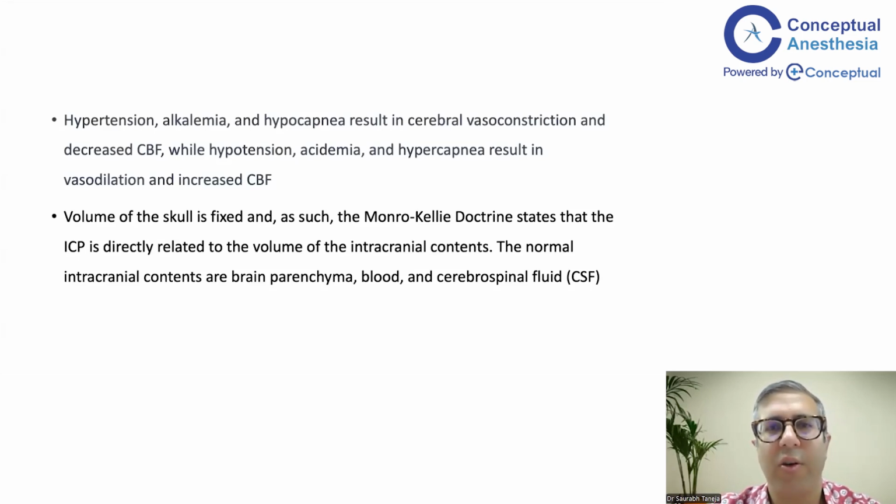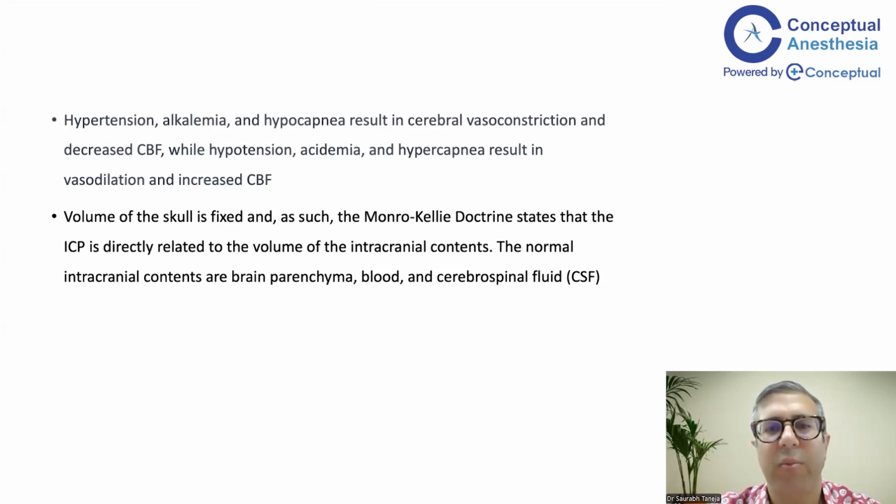As we all know, hypertension, alkalemia, and hypocapnia, that is decrease in CO2 levels, result in cerebral vasoconstriction and decreased cerebral blood flow. While hypotension, acidemia, and hypercapnia result in vasodilation and increased cerebral blood flow. So, this we should all remember. This can even come as a multiple choice question. I'll repeat: hypertension, alkalemia, and hypocapnia lead to cerebral vasoconstriction, which leads to decreased cerebral blood flow, while hypotension, acidemia, and hypercapnia result in vasodilation and increased cerebral blood flow.